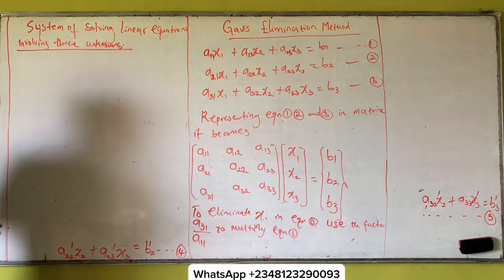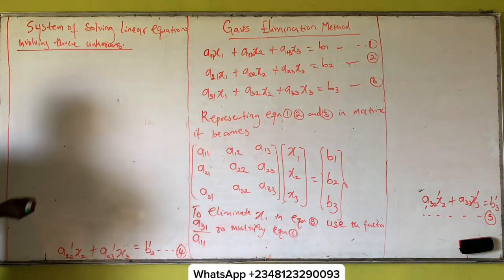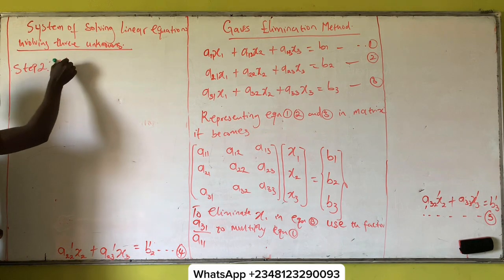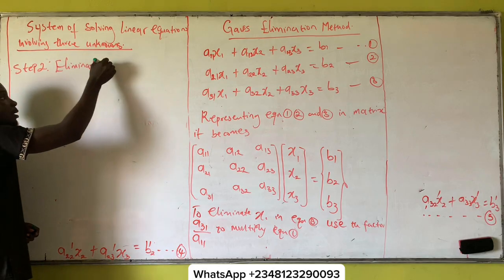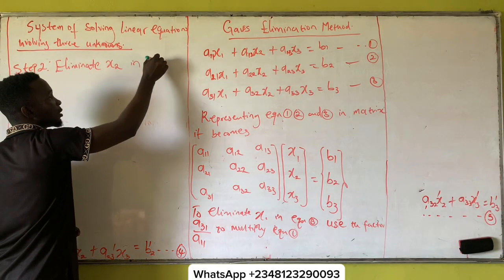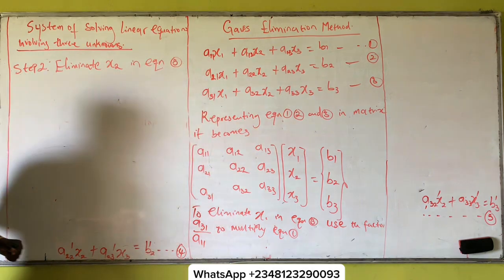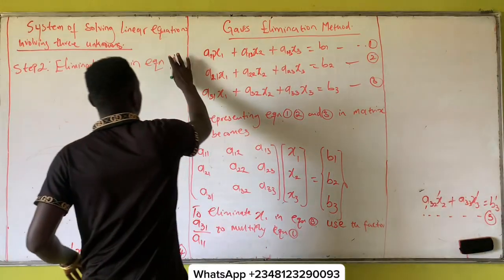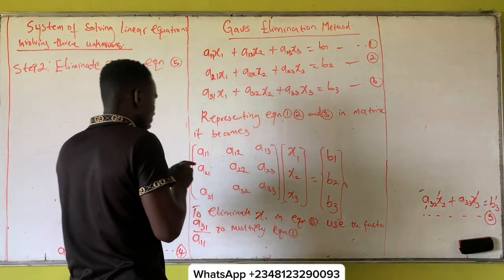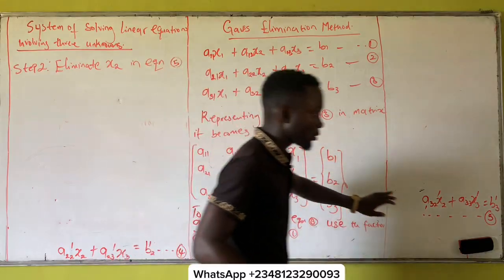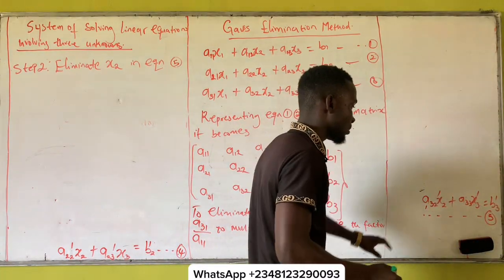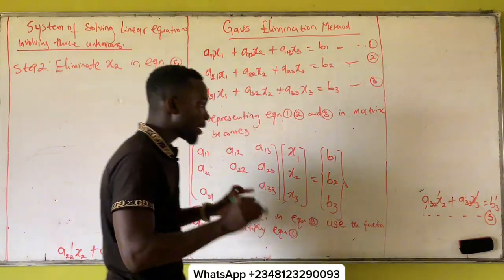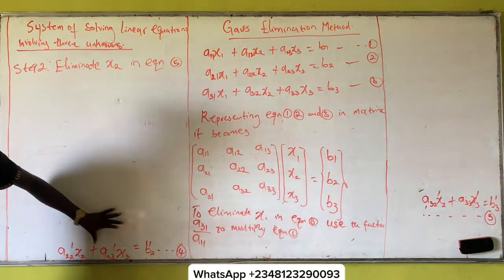Now, the next step, that is step 2, is to eliminate x2 in equation 5. Remember, we've already eliminated x1 from here and we got this equation. The next step is to eliminate this x2 from here. While we are eliminating x2 from equation 5, we perform the elimination with equation 4.